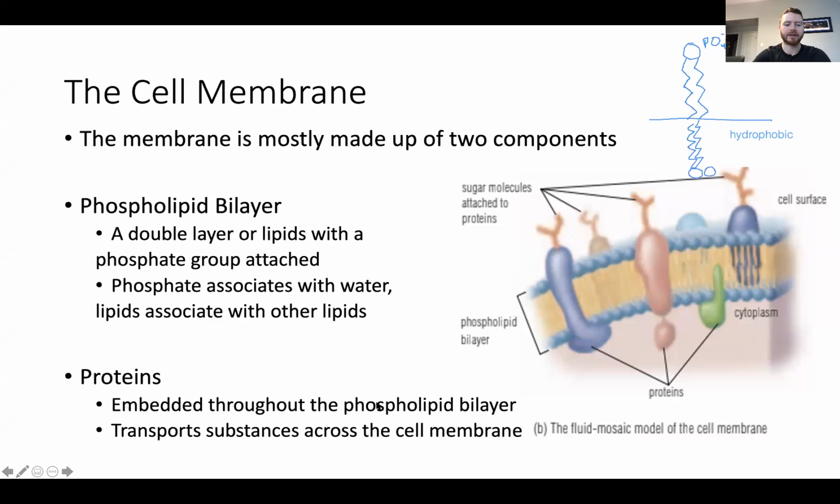And the second thing that the cell membrane is mainly made up of is proteins. These are embedded throughout the phospholipid bilayer, like we see here, and they're responsible for transporting substances across the cell membrane. So they have a pretty big responsibility. The ratio of proteins to phospholipid bilayer is about 1:1. So about half of the membrane is phospholipid bilayer, and the other half is going to be the protein carriers.